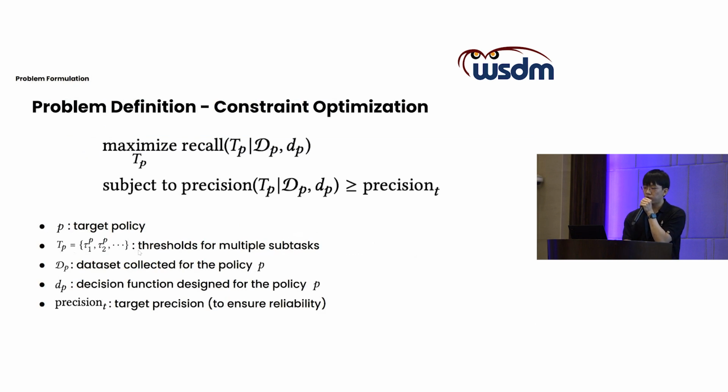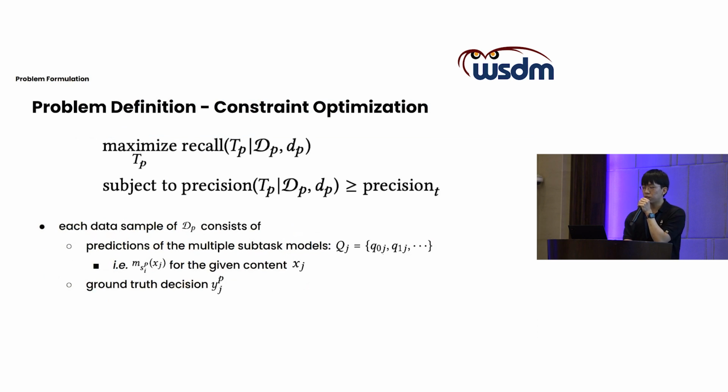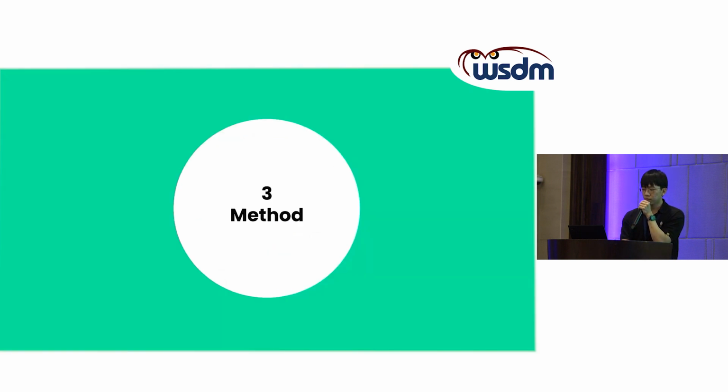This is how we formulate our objectives into constrained optimization. Given the dataset and the decision function, we target to find the optimal thresholds that maximize recall at target precision. Here, each data sample of dataset D consists of multiple prediction scores Q and the ground truth decision Y. In the following section, I'll describe our threshold optimization method TrustThresh in more detail.